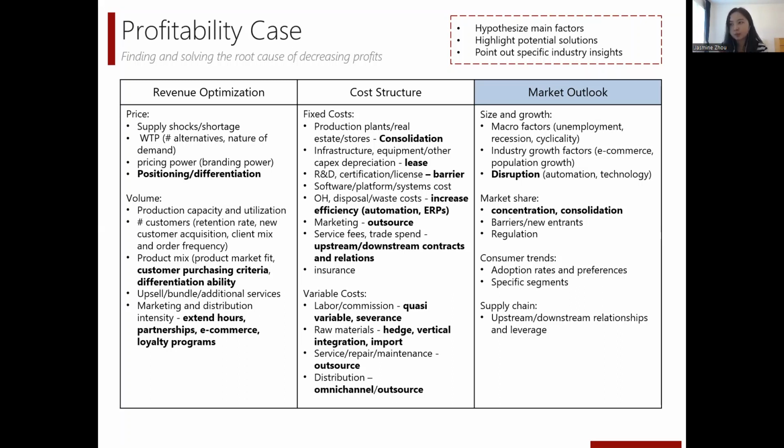It could be because of price, it could be because of volume. So you want to save that until last, so that you can cross out the more simpler things first. Okay, so that is a profitability case.